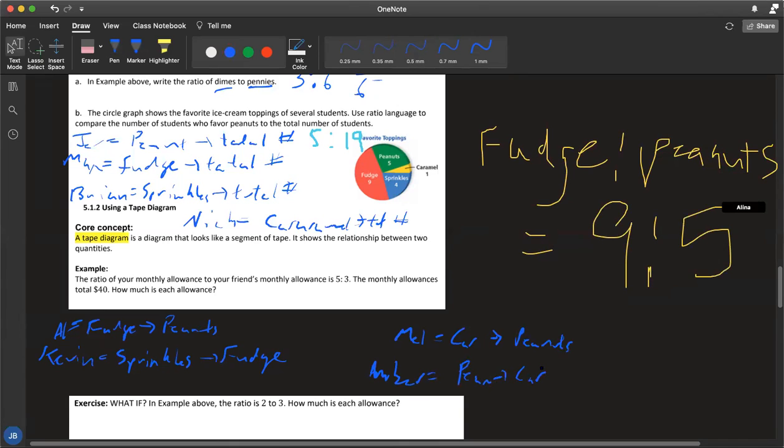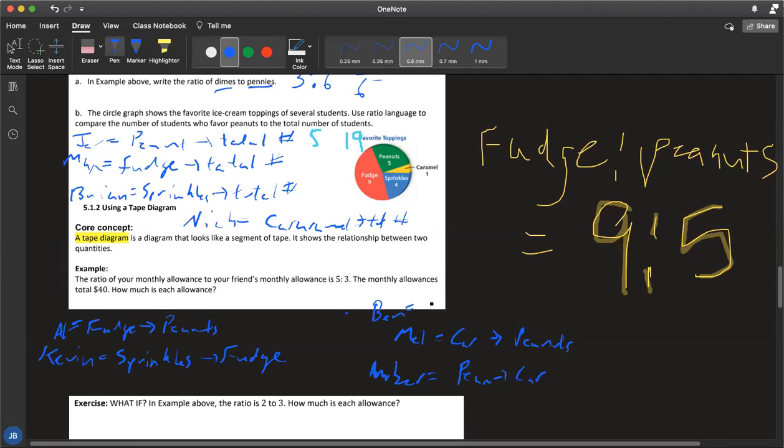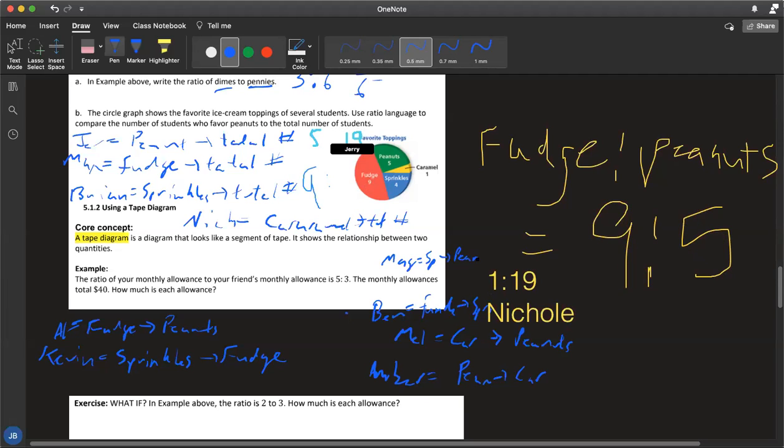All right. Did I miss anybody? Did everybody get one? Maggie, I think I forgot you. Oh, Ben. Okay, Ben and Maggie. So Ben, you can do fudge to sprinkles. And then Maggie, you can do sprinkles to peanuts. Okay? Does that sound good for everybody? All right, and you can annotate it on there.